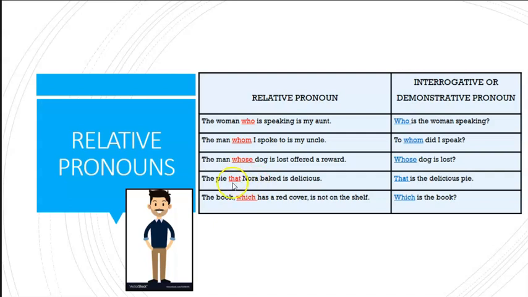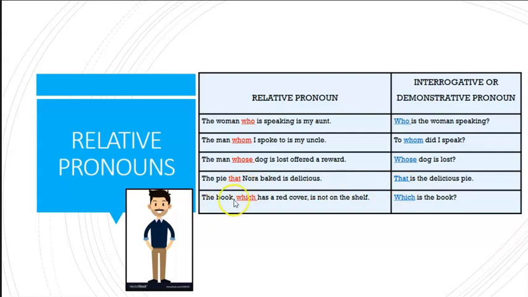So that is a relative pronoun here. It's connecting the words Nora baked. It's referring to the pie and describing the pie for us. Here, that is a delicious pie. Okay, that is standing on its own, right? And it is a demonstrative pronoun where we're actually pointing at the pie.